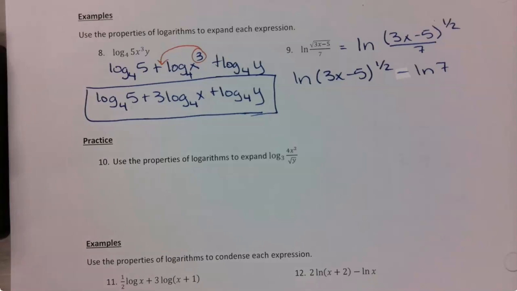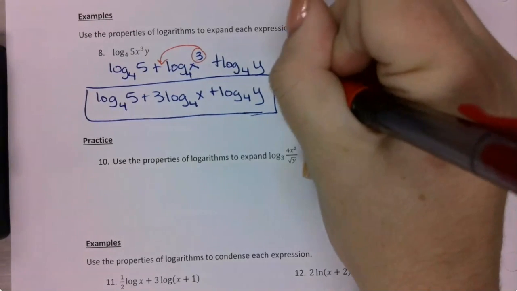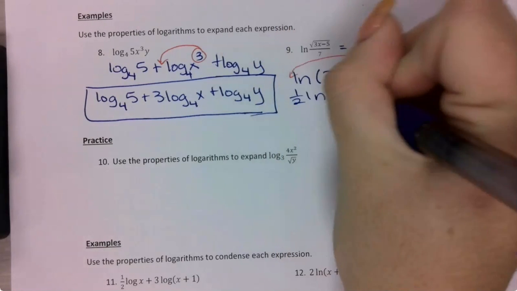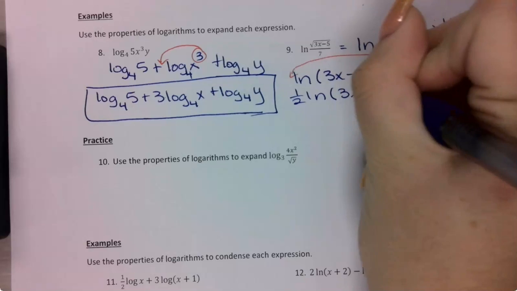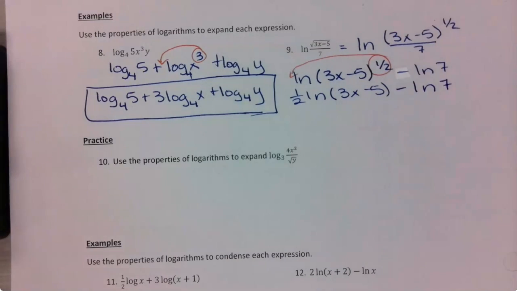Okay, then what should I do next? Okay, so I want to move my exponent. So I'm going to have 1/2 ln, and then still in parentheses, 3x minus 5, minus ln 7.